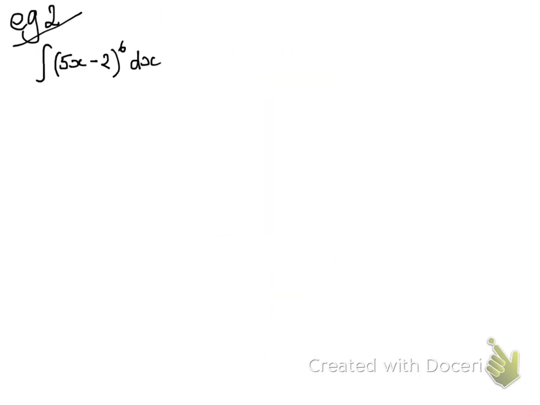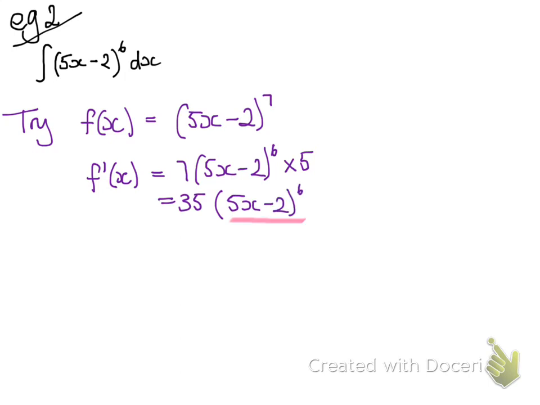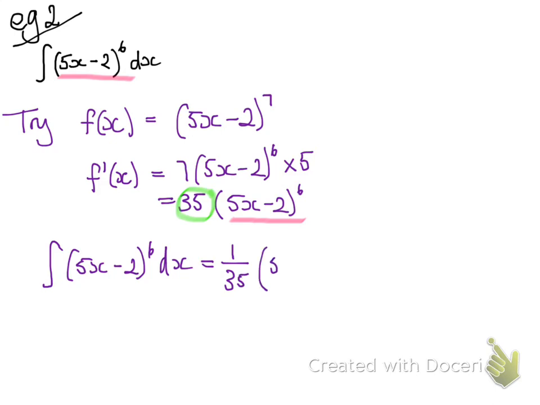So here's our next example. We're integrating 5x minus 2 to the power of 6, so we try out 5x minus 2 to the power of 7 and see what happens when we differentiate that. So using the chain rule, we get this, which you can see we've got that part matching up, but it's 35 times too big, so we adjust our answer to take 1/35 of what we started with instead of the whole 5x minus 2 to the 7.